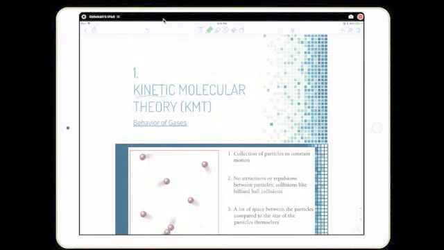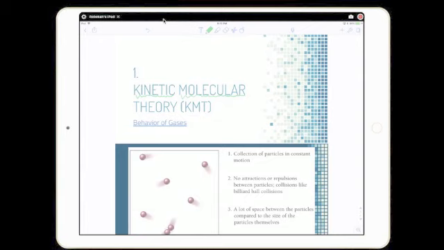Kinetic molecular theory, we can break that down into different parts. Kinetic meaning what? Kinetic meaning the energy of movement, right? And then molecular meaning, well, molecules. So kinetic molecular theory is the theory of the movement of particles.